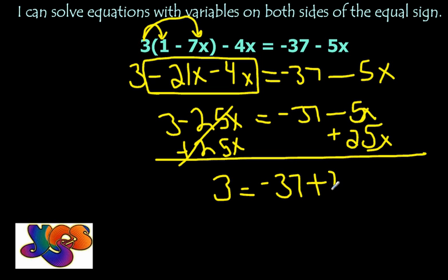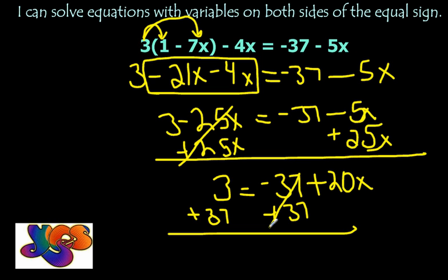Now my poor little 37 would like to move over with the 3, so I'm going to add 37 so they can buddy up. So my negative 37 plus 37 gives me 0, so I'm left with 20x equals, and 37 plus 3 gives me 40. Now I have multiply by 20, so to undo that I'm going to divide by 20 on both sides.